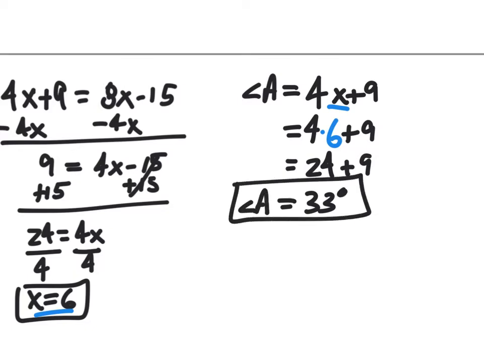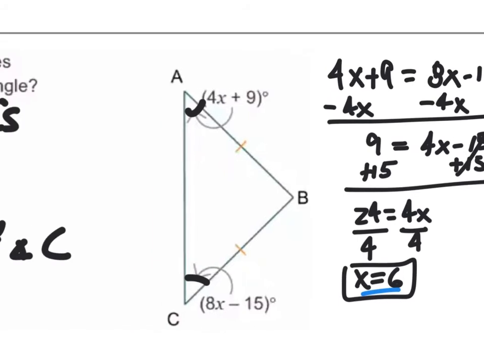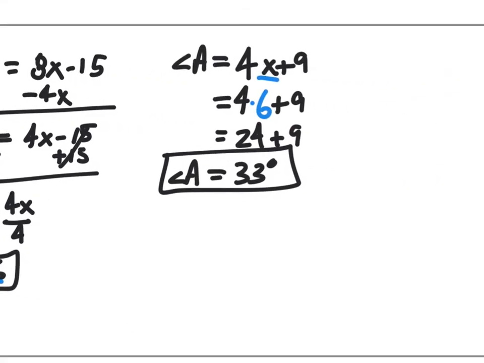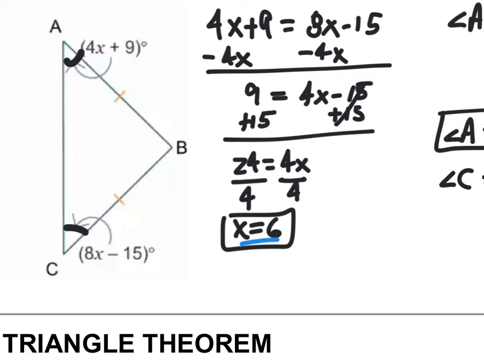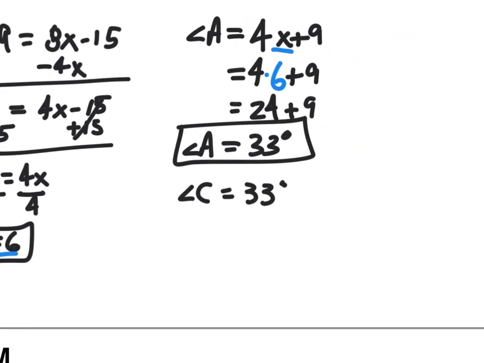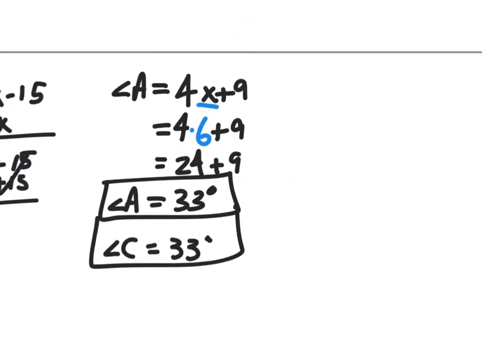Because I know that angle A and angle C are congruent, I also know that angle C is 33 degrees. You can also plug it into this expression and do 6 times 8 and then subtract 15, and that will still give you 33. So I know what angle A and angle C are, but I do need to find what angle B is.